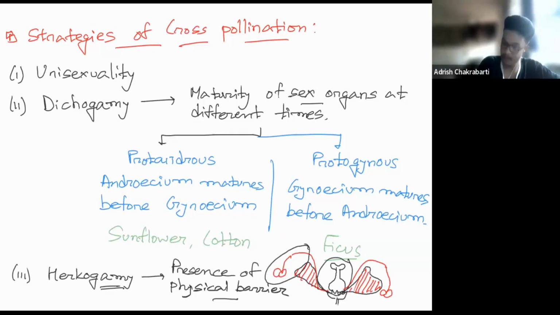So now in between them, this particular corolla is acting as a physical barrier between the androecium, the male sex organ, and gynoecium, the female sex organ. This condition is known as hercogamy. It is a bisexual flower, but self-pollination is prevented because this corolla itself is acting as a physical barrier, preventing the pollen grains from being transferred from this anther to this stigma. Okay, so this is the condition of hercogamy. And the last is heteromorphism.